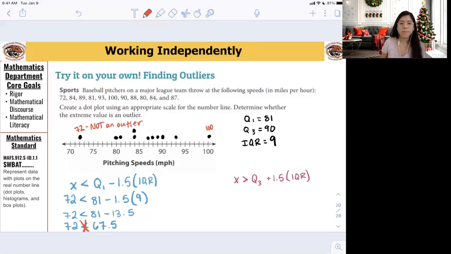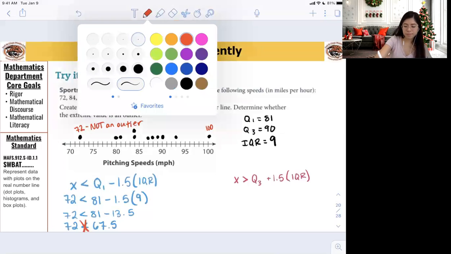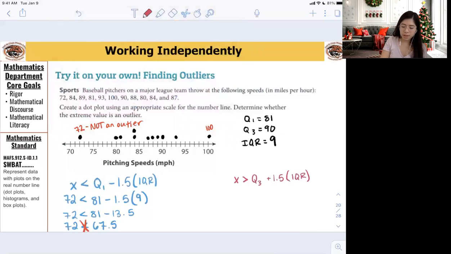Can you try it the other way? Which one? The x greater than. So for the other side, we're going to check to see if 100 is an outlier, because we already checked 72. Now we can check 100. So I plug everything in, Q3, that's 90. And then 1.5 times 9, which we already know, so that's nice.